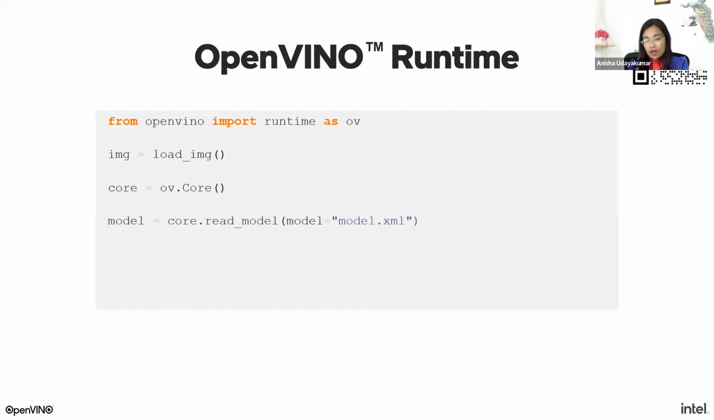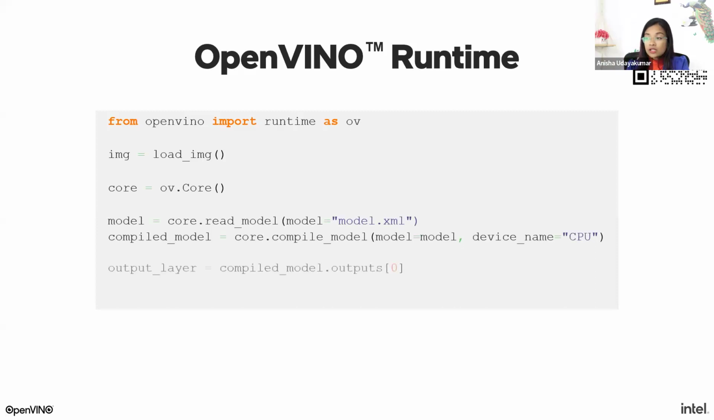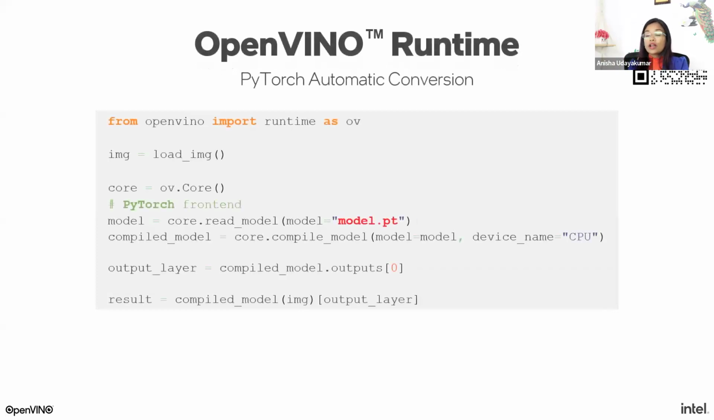It can be in IR format or any other AI framework format, because with the latest release, we support other front ends directly as well. You compile your model, and then you get the output layer through the compiled model, and then you try to get the result by sending the output layer into the compiled model. So with just a few lines of code, you would be able to tell if in an image there's a cat or dog, as simple as that.